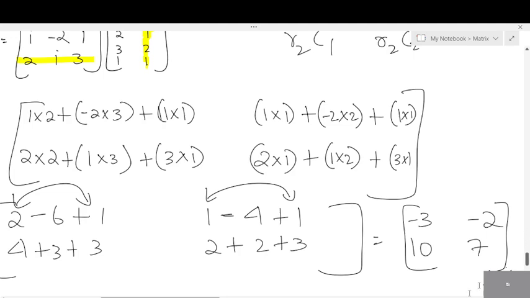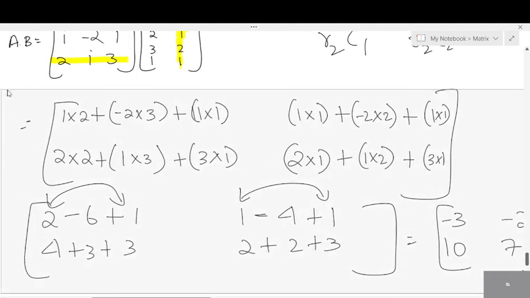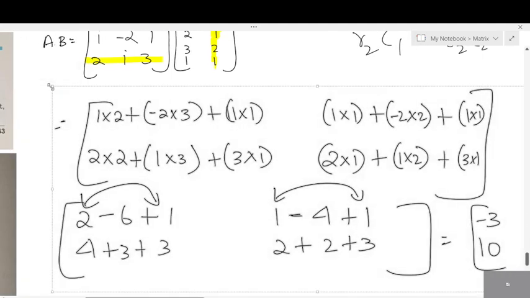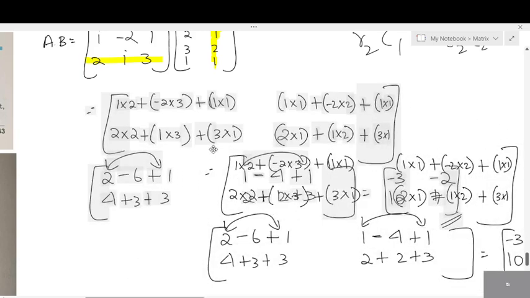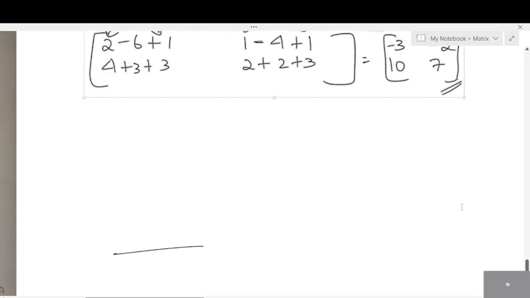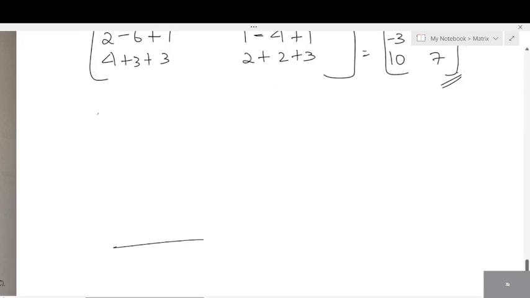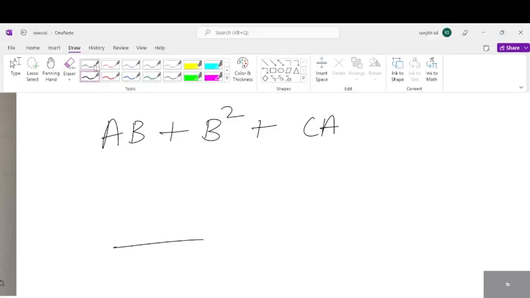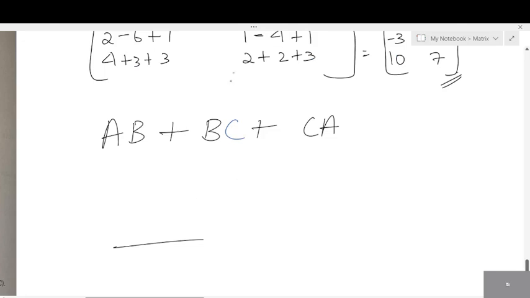All of you understood? The first question itself is lengthy, just to multiply A and B takes so much time. I'll tell you, in the board exam you get questions like this. They'll give you matrices and an equation like A into B plus B into C plus C into A. There are 3 questions here. First, you have to multiply A and B.